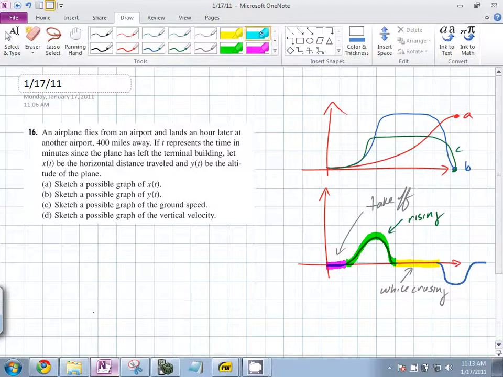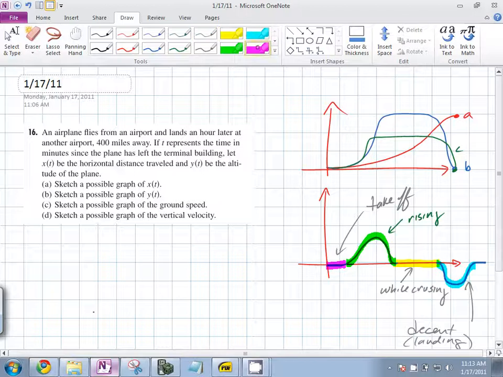So what does this represent right here? What does that represent, the blue? Yeah, descent, or landing, or falling. Yeah, falling is kind of a bad word to use for an airplane. And then let's use pink again. What's this represent right here? Maybe taxiing to gate.